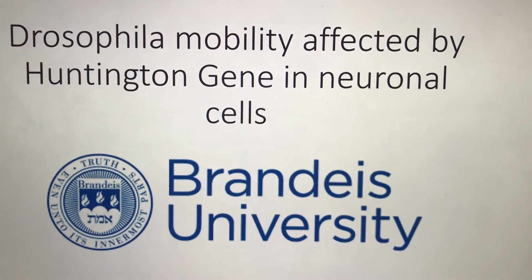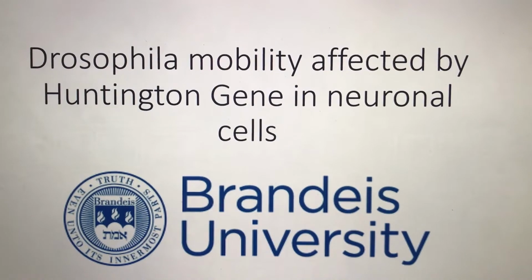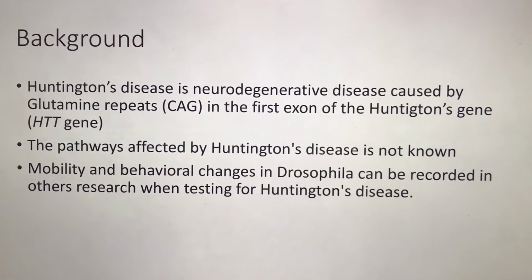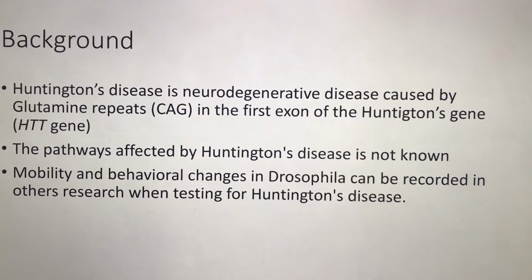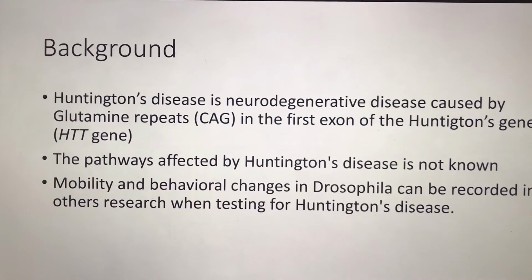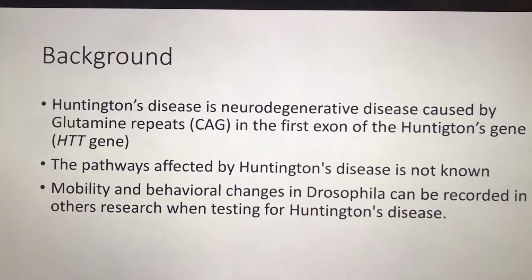My name is Viking Mayer, and this is my presentation on Drosophila mobility as affected by the Huntington gene. These are the authors. Some background on Huntington disease is that it is a neurodegenerative disease that affects brain function and mobility along with behavioral issues.